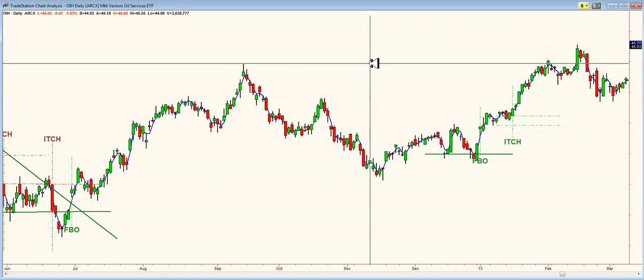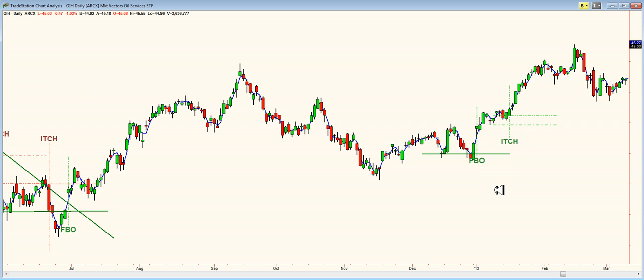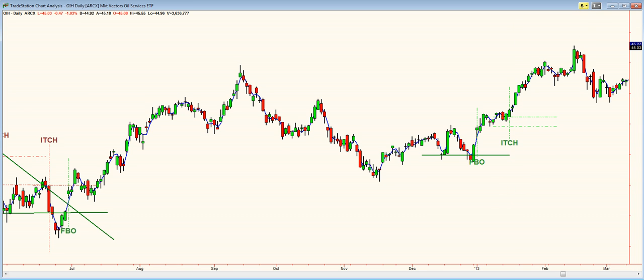Then again, in the beginning of 2013, we again had a break of a downtrend and a reversal, and even fired our, there it was, our signal to the upside on OIH along with the false breakout, broke through that support level and continued higher.